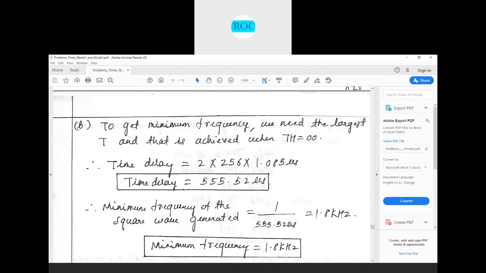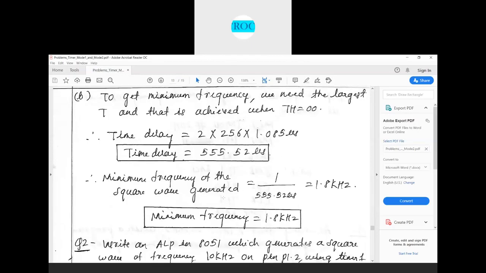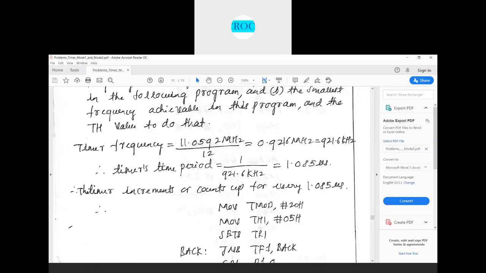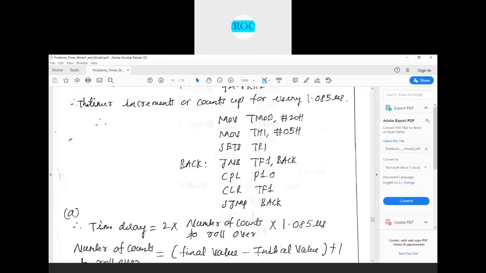256 into 2 into 1.085 microseconds. So what is the time delay we generated here? 555.52 microseconds. So what is the frequency of the square wave which is generated here? 1.8 kilohertz, right? This is 1.8 kilohertz, generated by the program which is given with an initial value of 05H there.